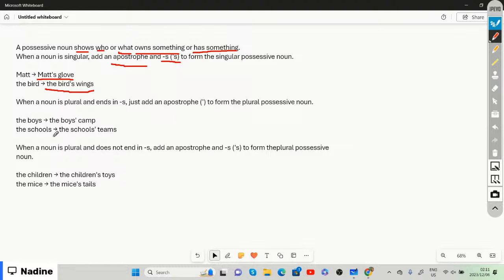Then we also have plural nouns. When a noun is plural and it ends in s, then all we do is add an apostrophe at the end of our word. We add the apostrophe only to form the plural possessive noun. So we do not add the s because there's already an s.